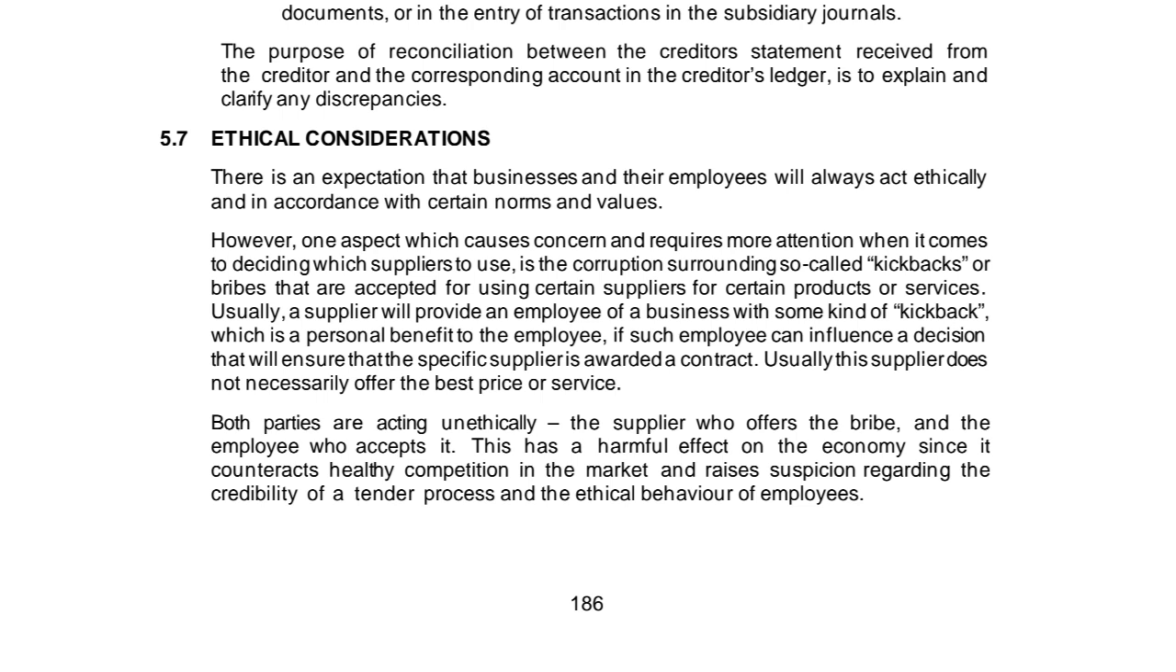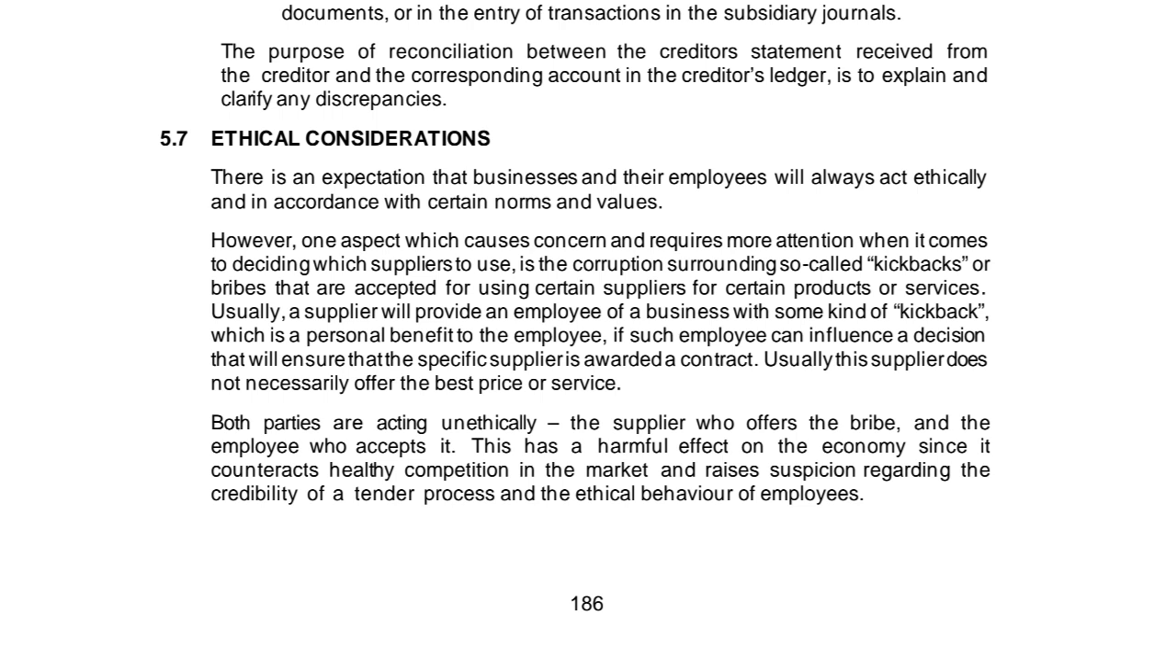5.7. Ethical considerations. There is an expectation that businesses and the employees will always act ethically and in accordance with certain norms and values. However, one aspect which causes concern and requires more attention when it comes to deciding which suppliers to use is the corruption surrounding so-called kickbacks or bribes that are accepted for using certain suppliers for certain products or services. Usually, a supplier will provide an employee of a business with some kind of kickback, which is a personal benefit to the employee.